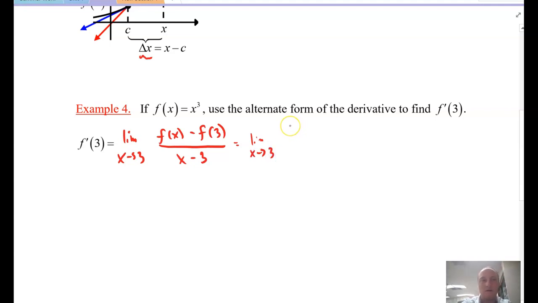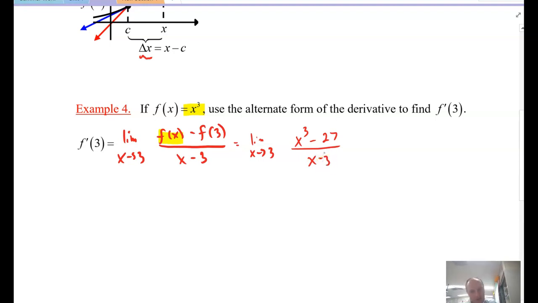Our function f of x is x cubed, so we'll substitute. There's some substitution going on. And then f of 3, well, 3 cubed is 27. All right, there we go, over x minus 3.